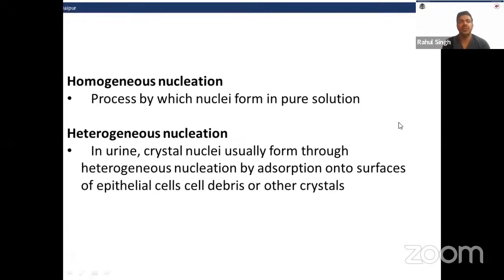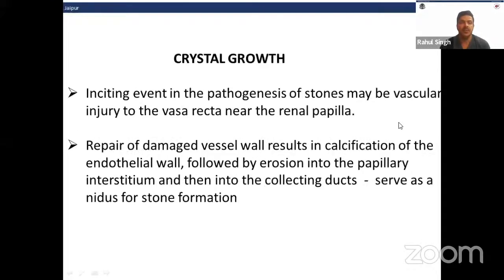Homogeneous nucleation is the process by which nuclei form in pure solution, and heterogeneous nucleation occurs in urine. Crystal nuclei usually form through heterogeneous nucleation by adsorption onto surfaces of epithelial cells, debris, or other crystals. Crystal growth. The inciting event in the pathogenesis of stones is vascular injury to the vasa recta near the renal papillae.